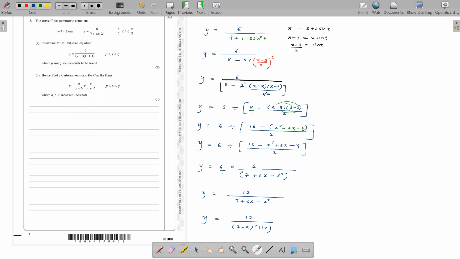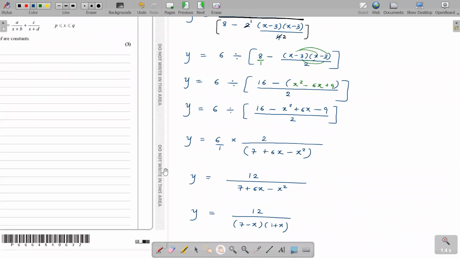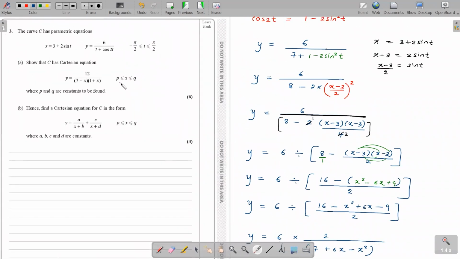P and Q are constants to be found. And who are P and Q? P and Q are the limits for your x, basically the domain. It's your domain. So here, how do we get the domain for our x values? So they've given you the t values here, right? Basically the t values are supposed to be from where to where? Your t values are supposed to be in between minus pi over 2 and plus pi over 2.